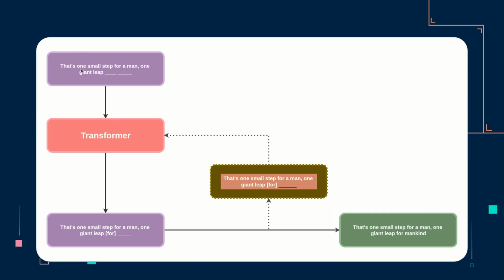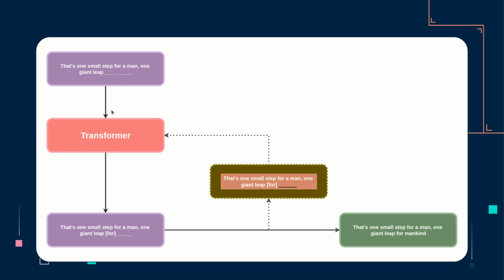So we have this text right here: that's one small step for man, one giant leap. I hope most of us know this phrase from Neil Armstrong when they went to the moon. The whole phrase is that's one small step for man and one giant leap for mankind. So we have these two gaps left, for and mankind, and we expect our Transformer LLM to be able to fill in these gaps that we left.